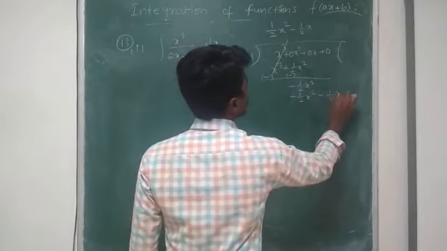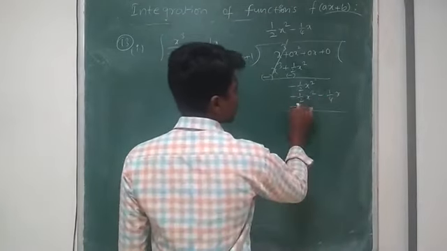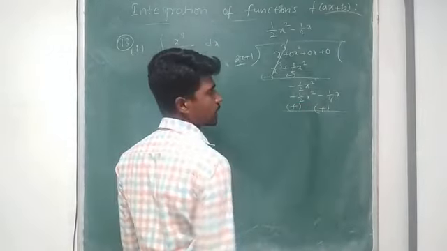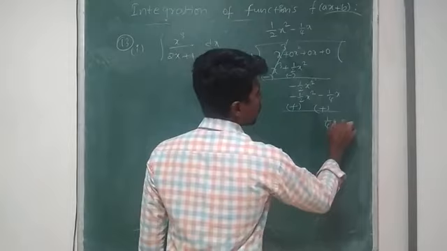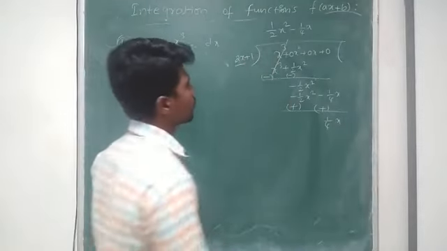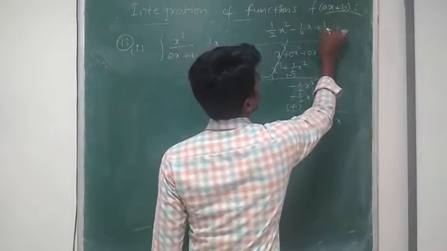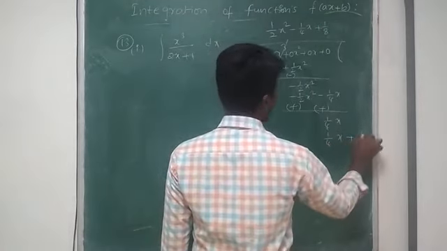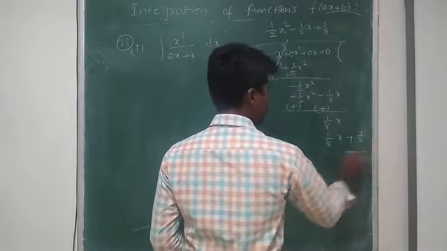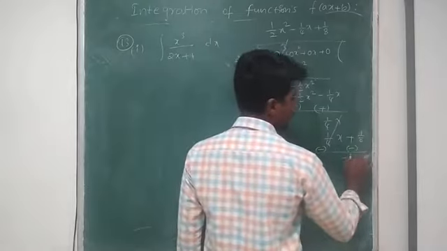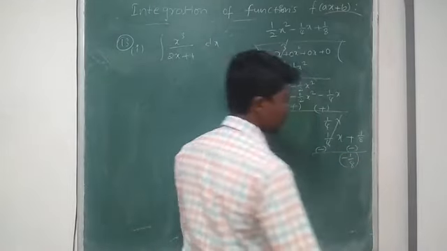Minus 1 by 2 x square, minus 1 by 4 x plus... these two get cancelled. I get 1 by 4x. Again divide 1 by 4 by 2x, so I get 1 by 8. So 1 by 8 multiply 1 by 4x plus 1 by 8, minus and minus, these two get cancelled. I get the remainder as minus 1 by 8.